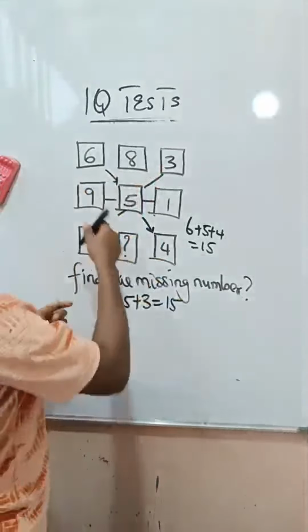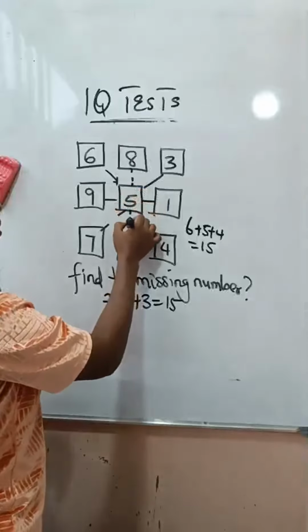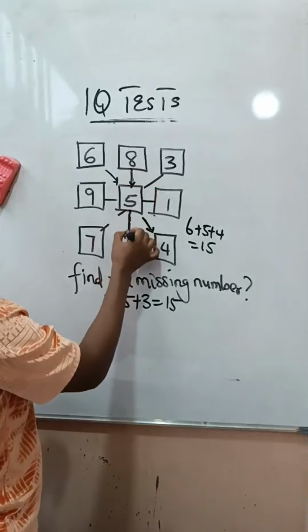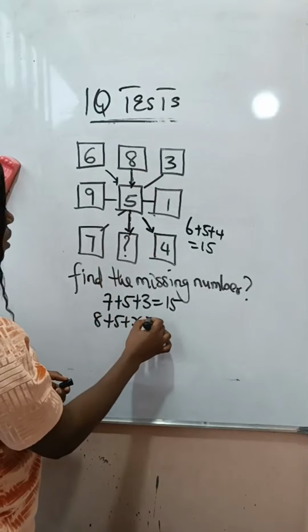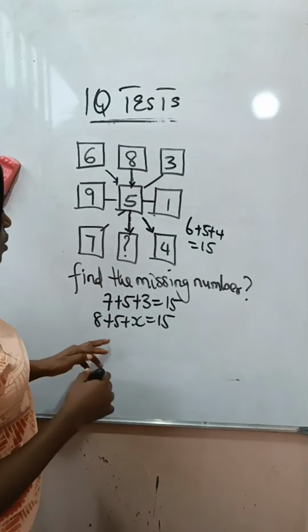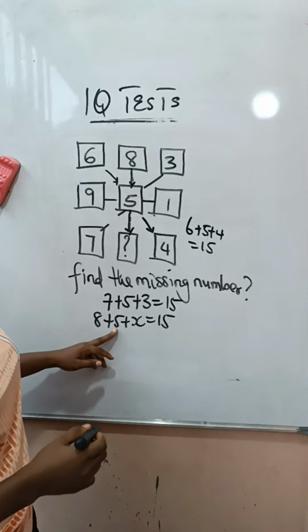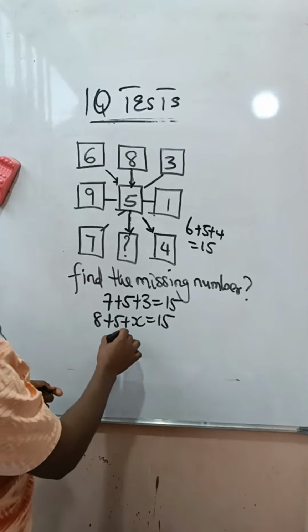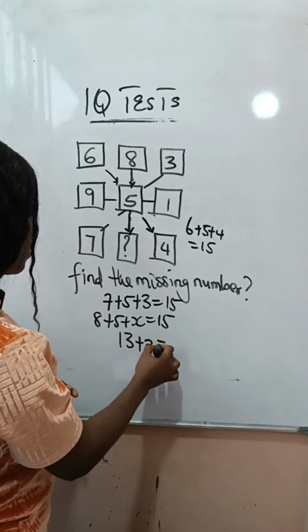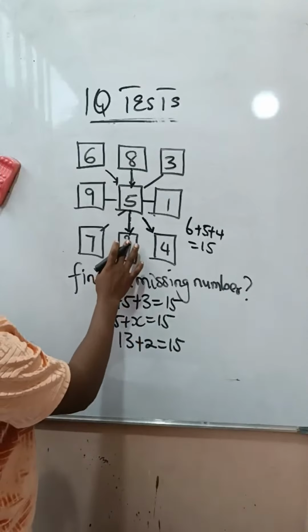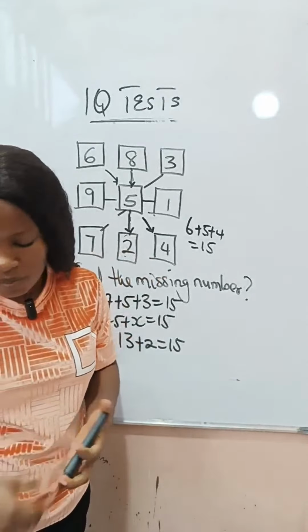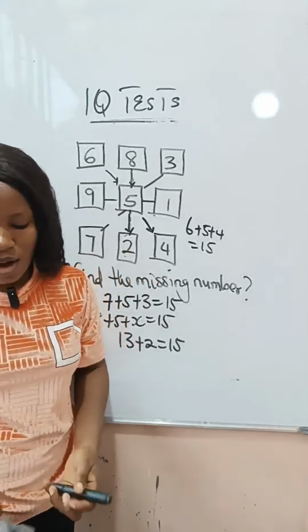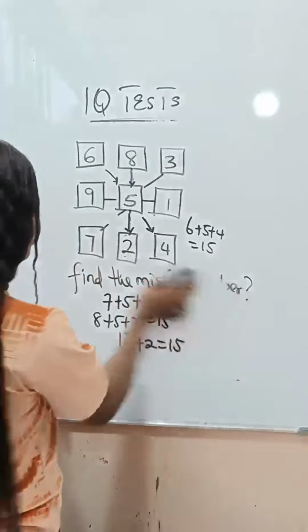All right. So if we drop this and this, we are going to have 8 plus 5 plus 2 to give us 15. Now 8 plus 5 will give us 13, so 13 plus 2 will give us 15. So it means that the missing number is 2. All right. Now, another question we all tried.